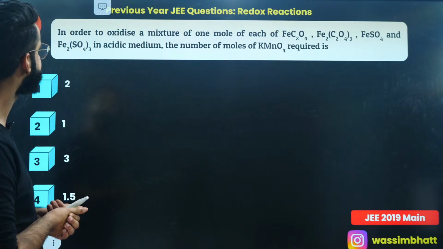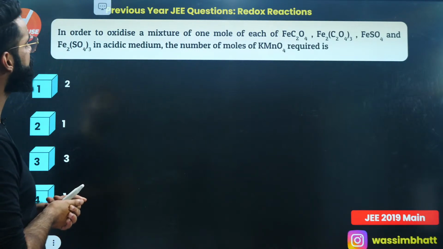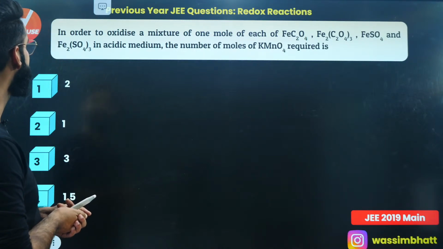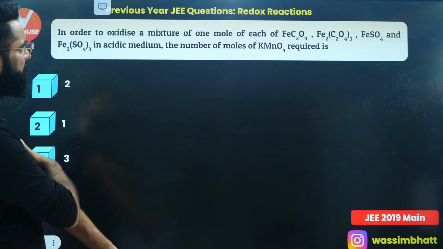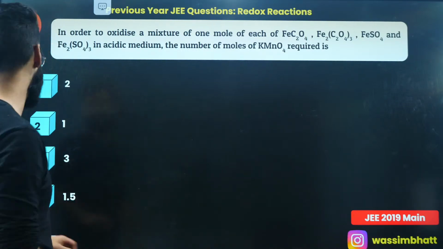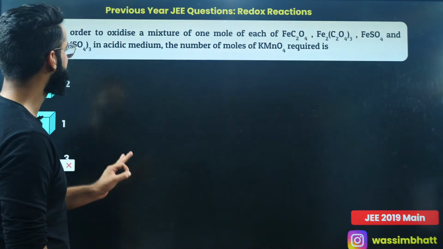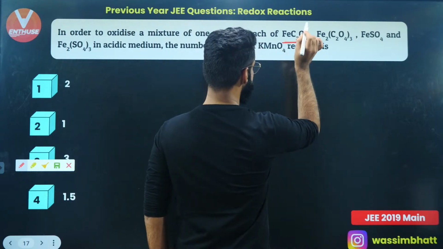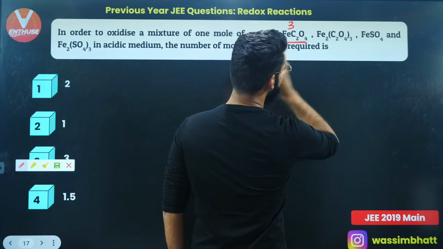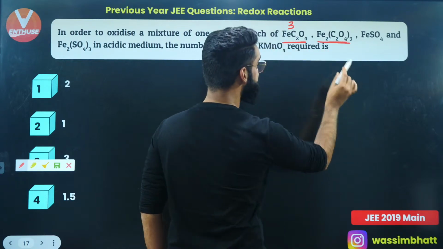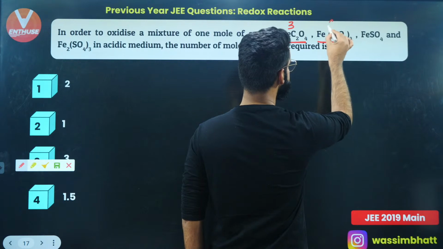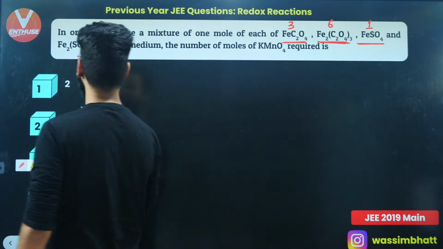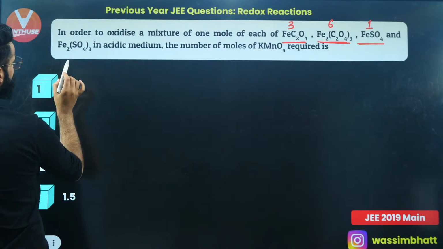JEE Mains 2019. In order to oxidize a mixture of 1 mole of each of ferrous oxalate, ferric oxalate, ferrous sulfate and ferric sulfate in acidic medium, the number of moles of KMnO4 required is, first of all, in acidic medium, let me tell you, the N factor of ferrous oxalate is going to be 3. The N factor of ferric oxalate, we have discussed all these N factors in detail if you remember, is 6. The N factor of ferrous sulfate is going to be 1. The N factor of ferric sulfate, just a second.